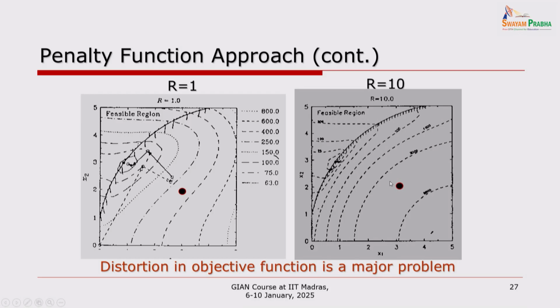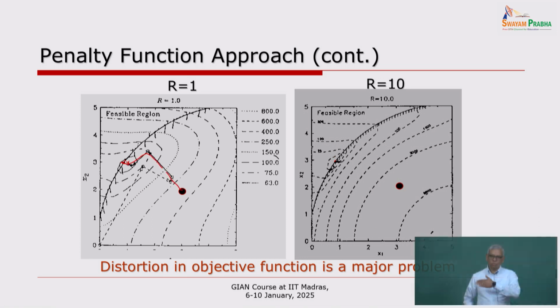Then increase R to 1, and this is your function. From here, your optima moves here now. And then go to R equal to 10, your optima moves very close to where the actual thing is. So you see, starting from here, you are actually moving this way to the minima. So in multiple unconstrained optimizations, you move.